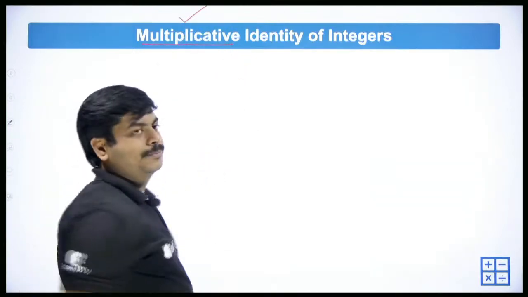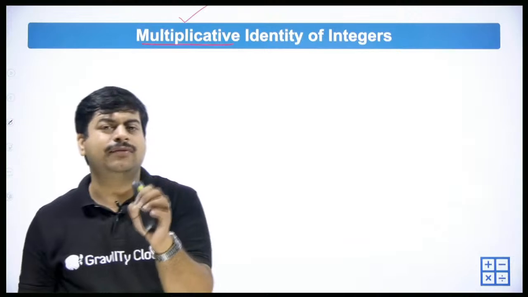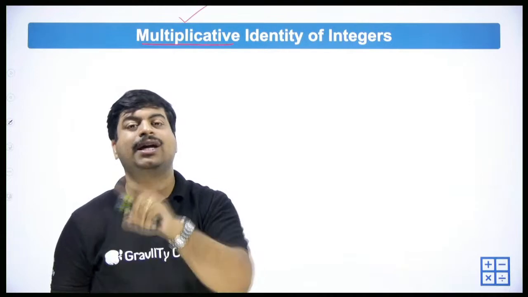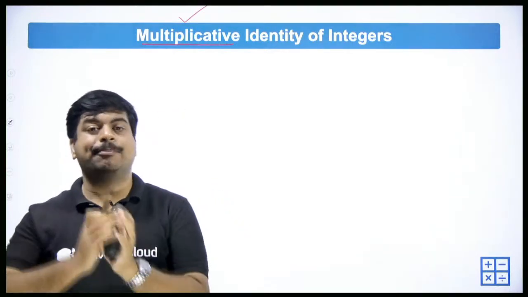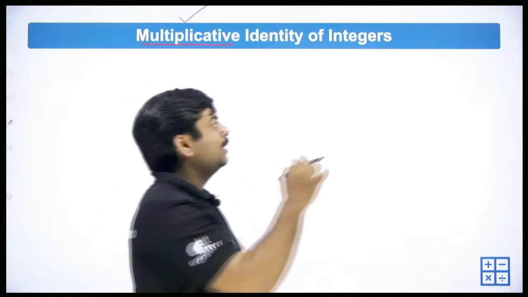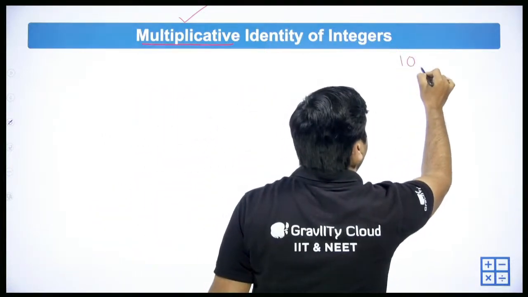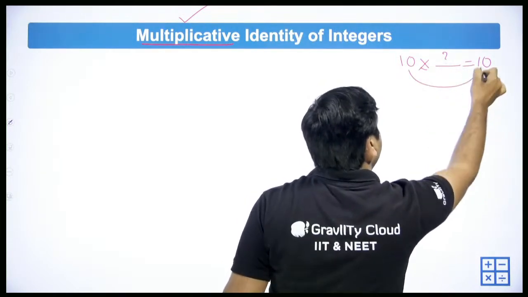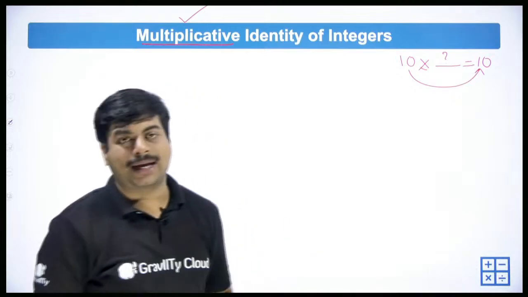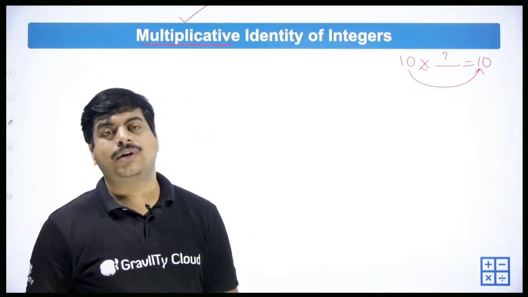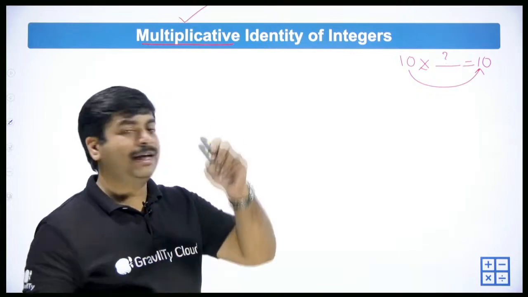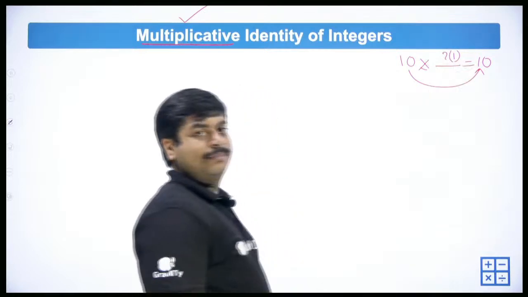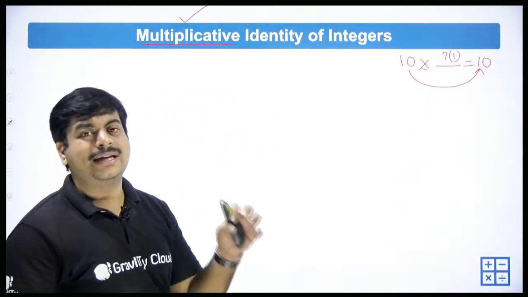The name itself says that. Identity means we should get the same number back. But in the previous case, it is additive identity where we are adding the number. Here we are multiplying the number. So for a number 10, let us say which number I should multiply so that I can get the same number back, same identity back. For the number 10, I need to multiply with 1. 10 into 1 is 10.